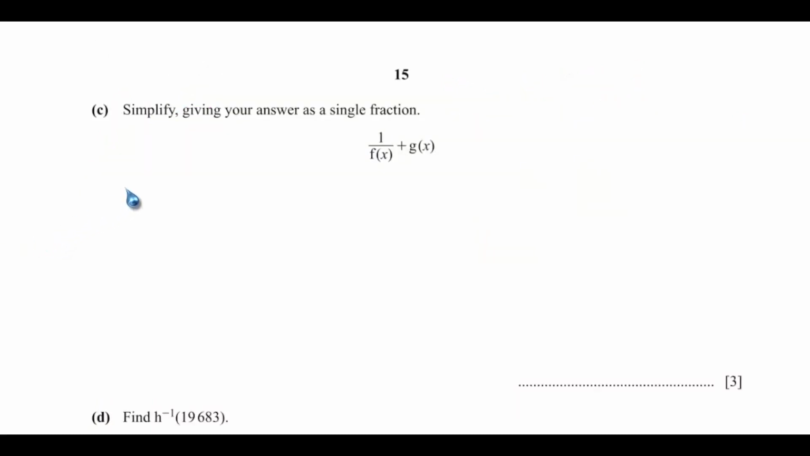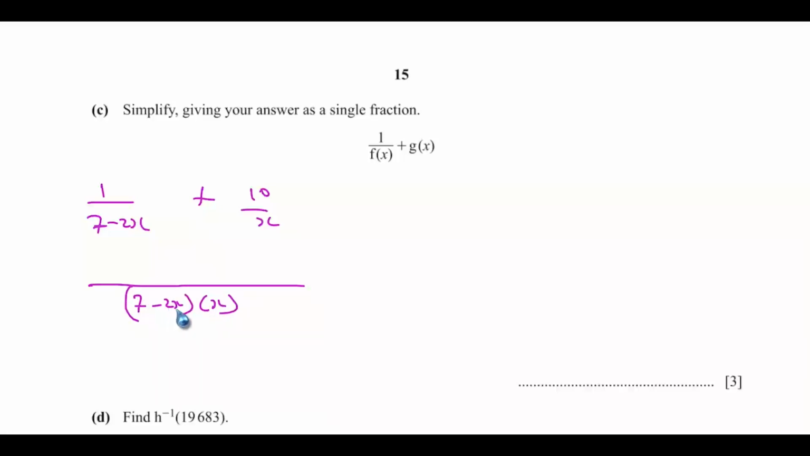Simplify, giving your answer as a single fraction: 1 over f of x plus g of x. 1 over f of x is giving us 7 minus 2x, that is f of x. Then plus g of x is giving us 10 over x. So let the LCM be the product of the two denominators. That will be 7 minus 2x multiplied by x.